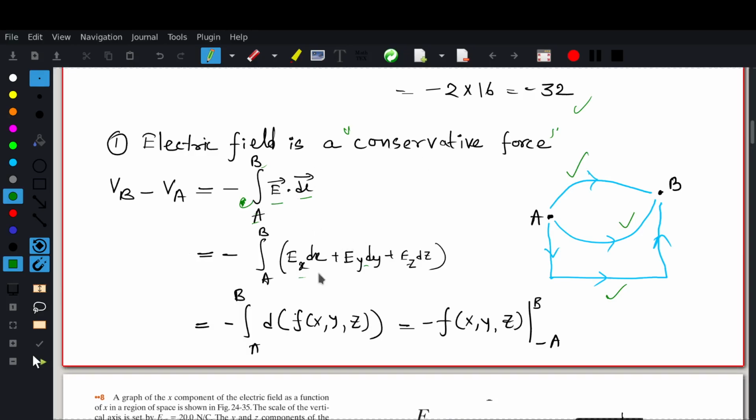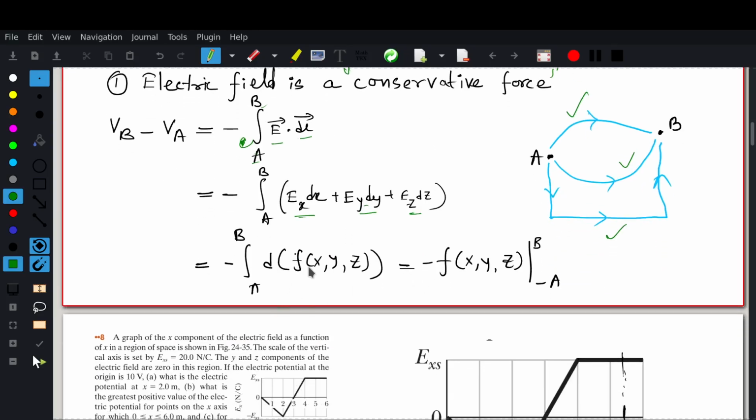So what we do here, for this kind of integrand, Ex dx, Ey dy, and Ez dz, if you can find some function of x, y, and z so that when you take its differential you get back this whole integrand, then the d and the integration cancel each other, and you have only f(x, y, z) with the limits b and a. You just plug in those values, and you don't have to do any integration, because sometimes these integrations can be really hard.